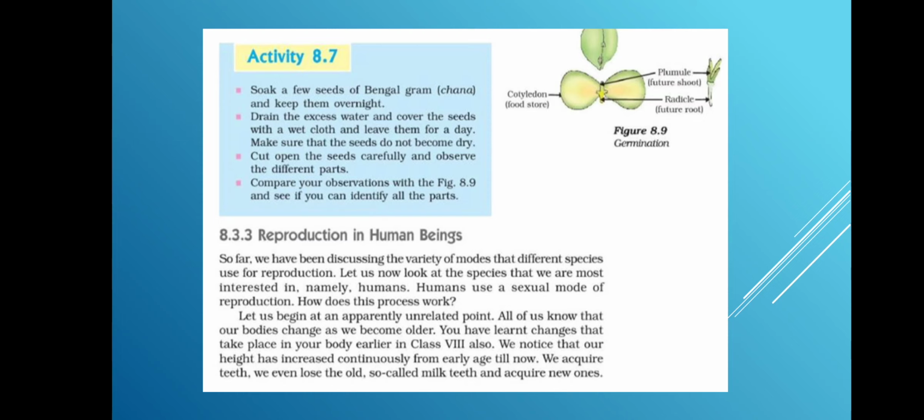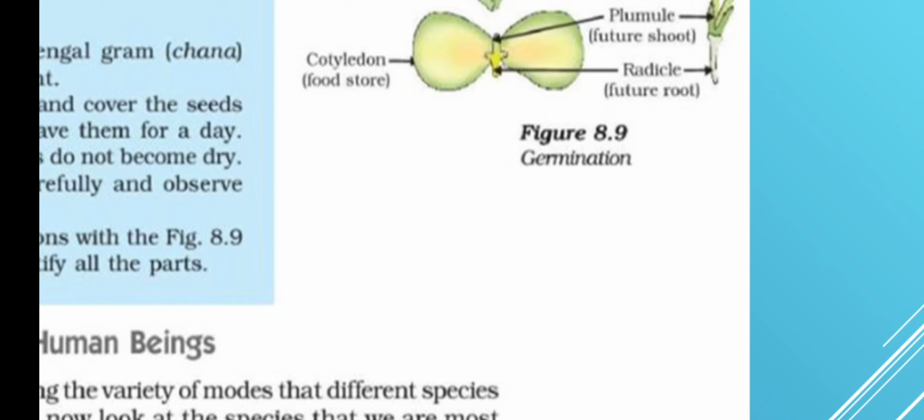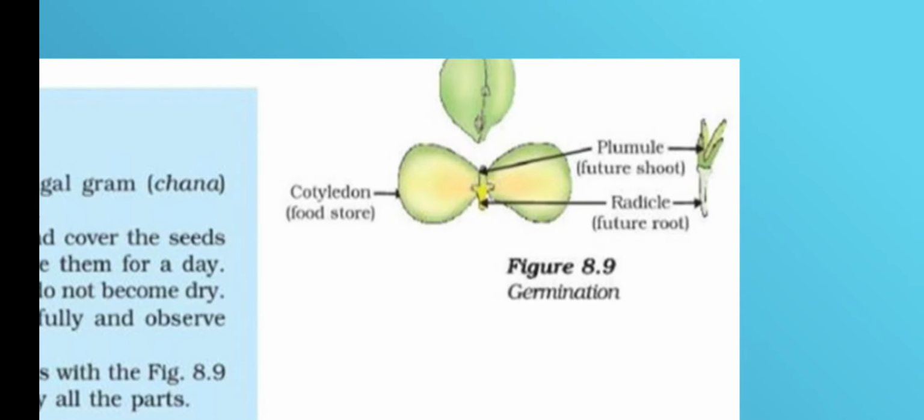Cotyledons are the reserve food materials for the development of the plant during the germination process. There are two structures which will be formed over here: the plumule and the radicle. The plumule will be the future shoot, the stem part, the leaves and all these things. The radicle forms the future root of the plant. This is a very important diagram which could be asked for 1 mark or 2 marks.